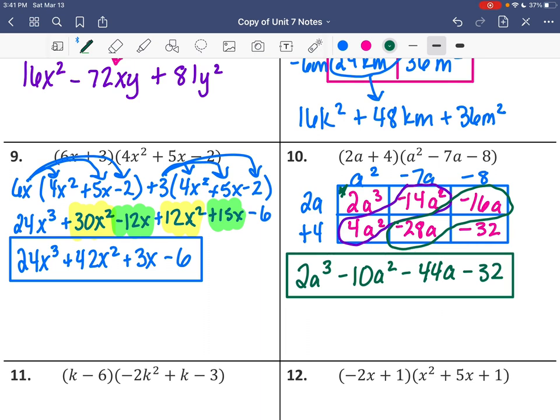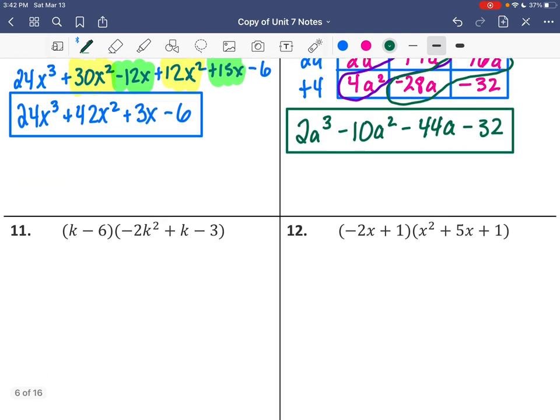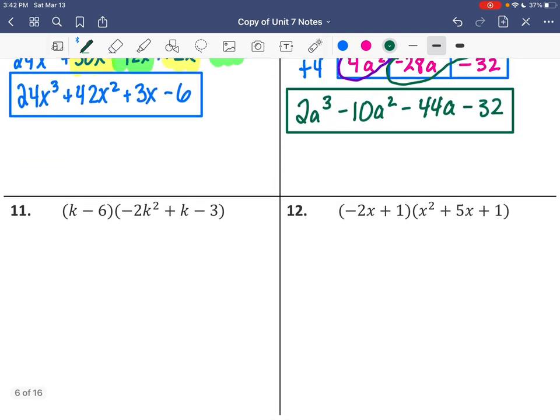Very nice. Okay, so it's not really that much different than doing a binomial times a binomial. It just has an extra term in there, which means you just have more like terms to combine at the end. All right, I'm going to real quick do 11 and 12 to finish up this video. Whoops, minus 6.